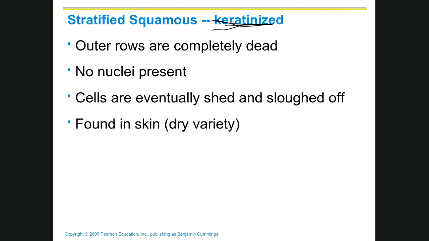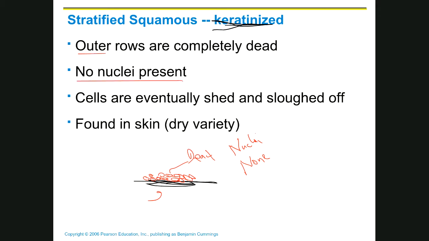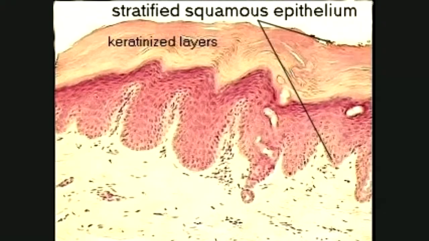So remember, there's this row of keratin that the water can't get past. And so the cells that are up here above the row of keratin are going to starve to death. In other words, they're all going to be dead. And when they die, their nuclei are going to disintegrate. And so there are going to be no nuclei, none, in the outer rows. No nuclei present. The outer rows are dead. And so when we look at it, it looks like this.